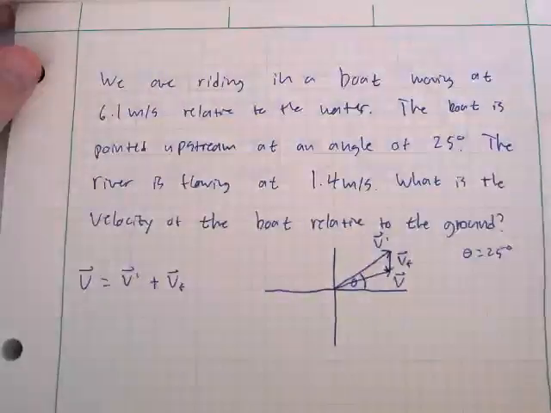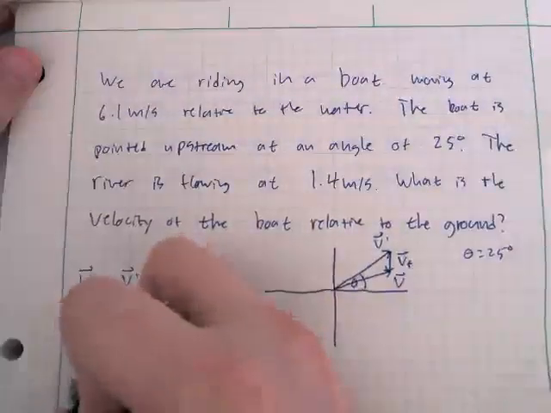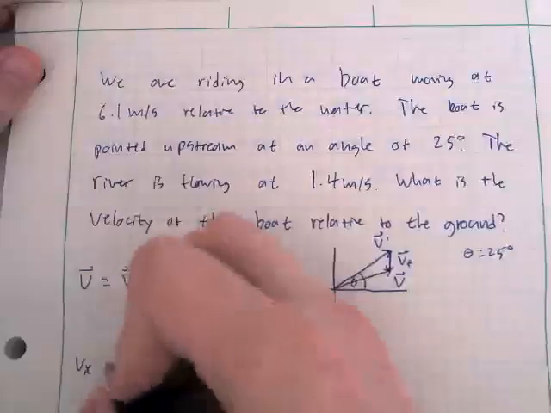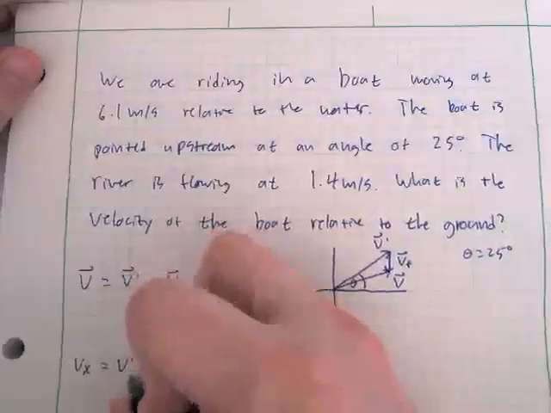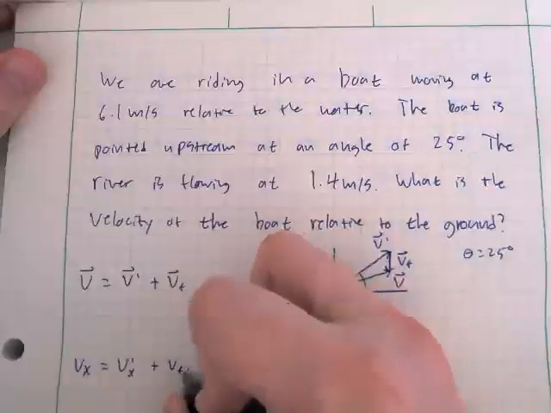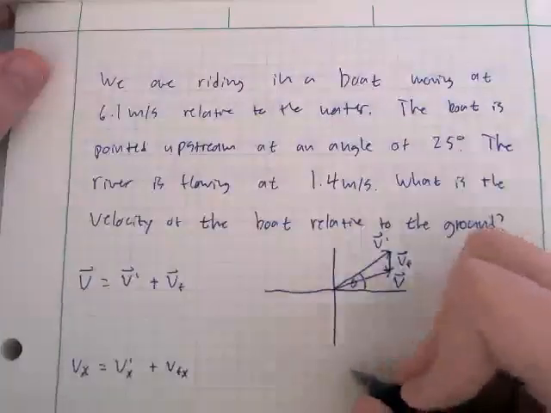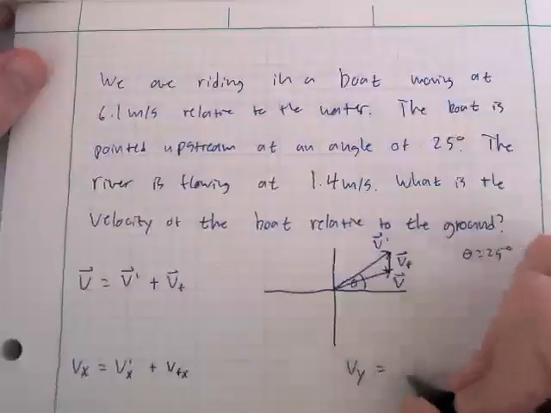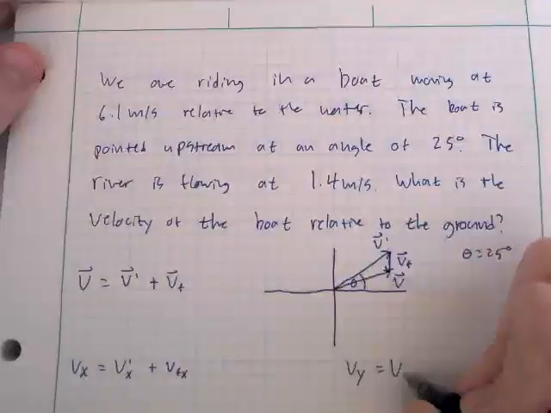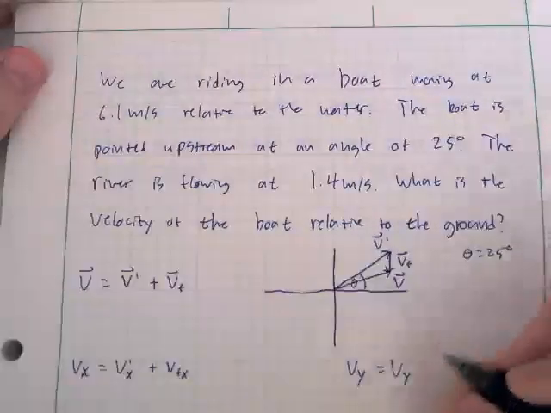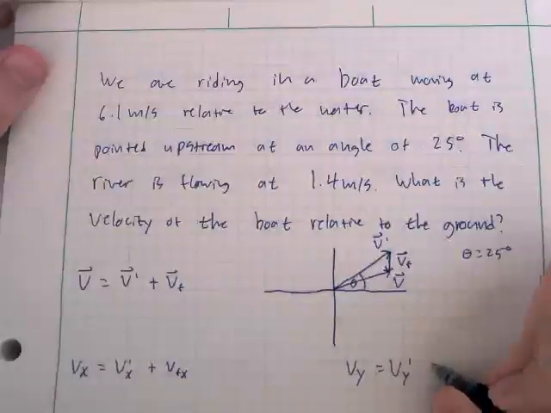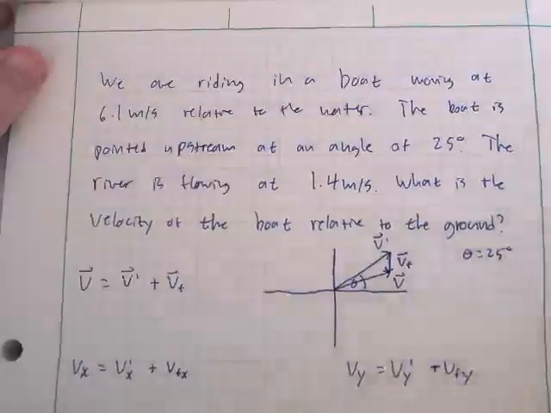So let's write our 2 different equations, one for the x direction and one for the y direction. The velocity of the boat relative to the ground in the x direction is equal to the velocity of the boat relative to the water in the x direction plus the velocity of the water in the x direction. That's one of my equations. My other equation will be very similar, but in the y direction. The velocity of the boat relative to the ground in the y direction equals the velocity of the boat relative to the water in the y direction plus the velocity of the water in the y direction.